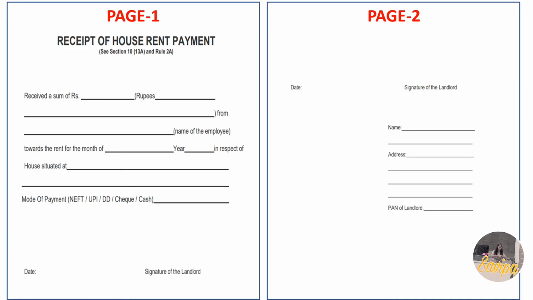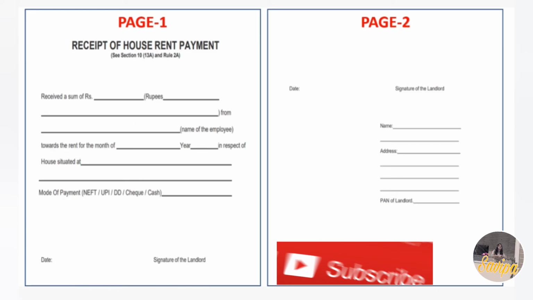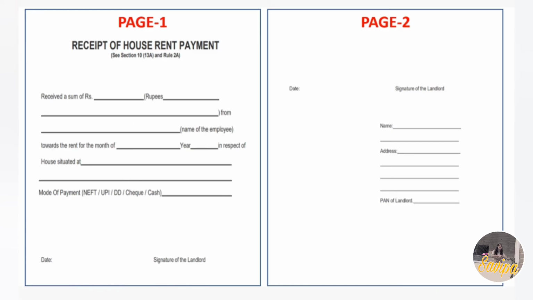This way it looks. Actually this overall is one page, but due to insufficient space, I'm showing it this way. So this receipt format contains the receipt sum of rupees. So here you need to write your rent amount. In numbers you have to write, and then you have to write in alphabets, like 8,000 rupees only.